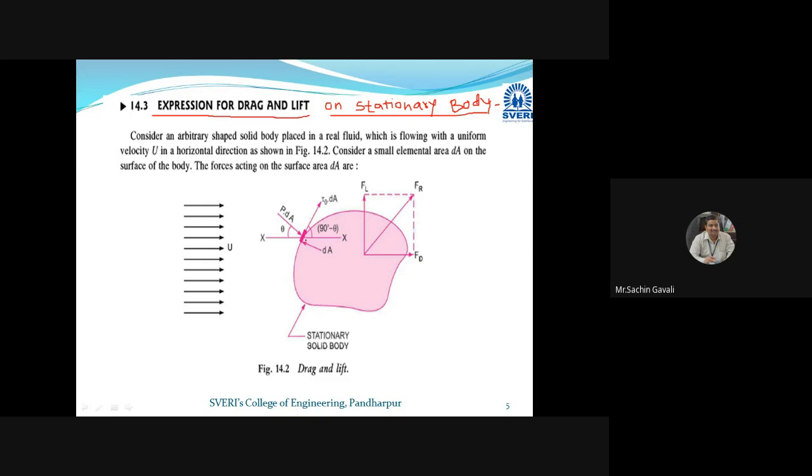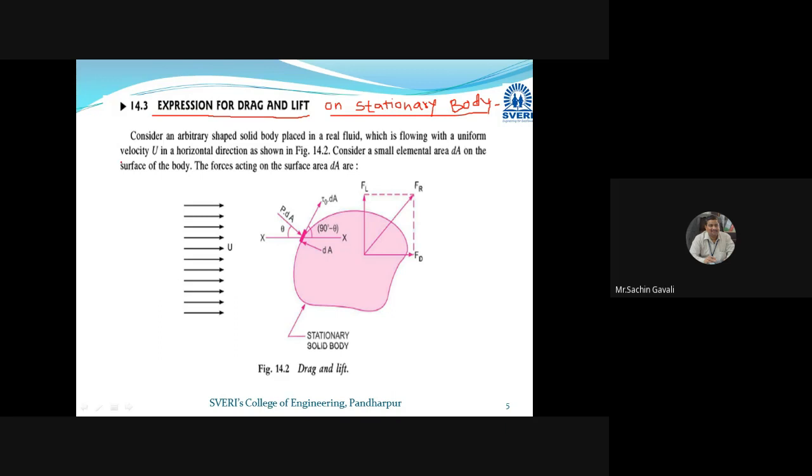We take a small elemental body and calculate the forces on that body. After calculating the forces, simplification is there, and integration is nothing but considering that the total body is made up of small elemental strips or elemental areas. We integrate the forces on those elemental strips so that we get the entire force. So this is our usual mathematical method, and the same method we are going to apply here.